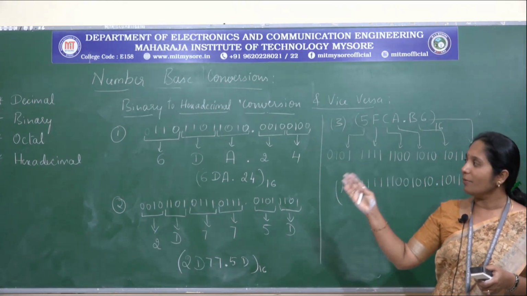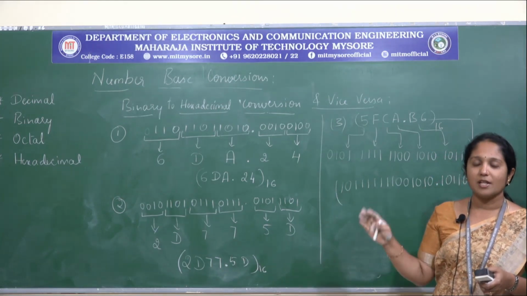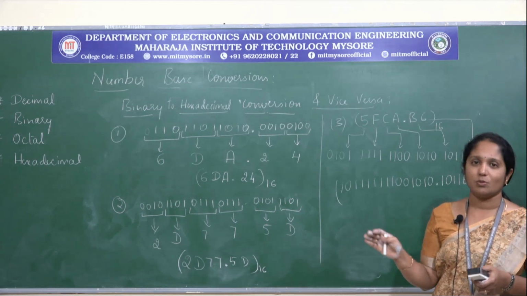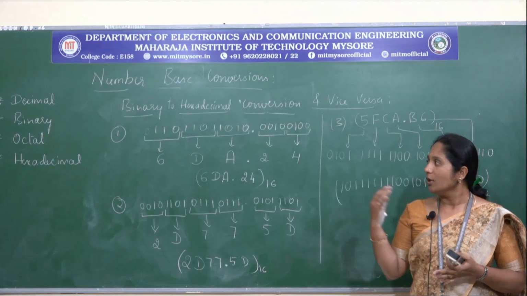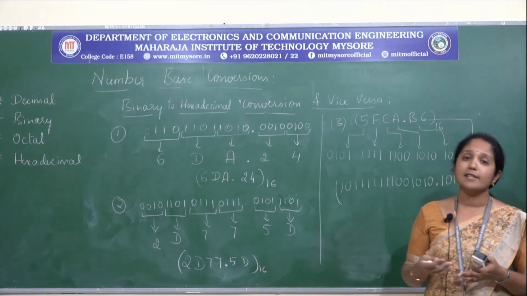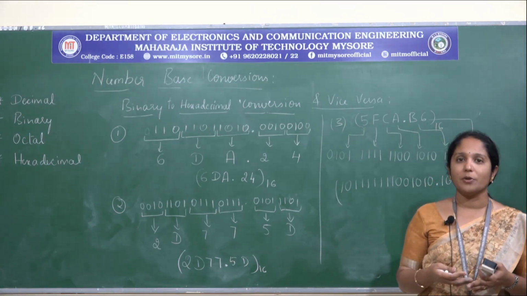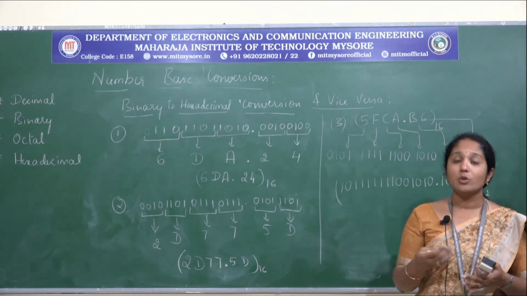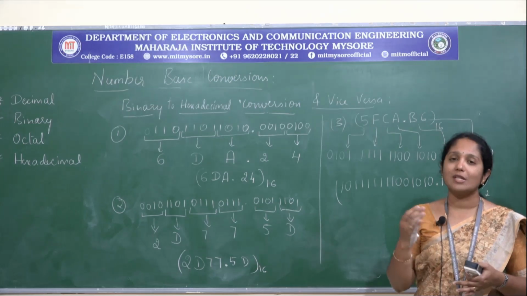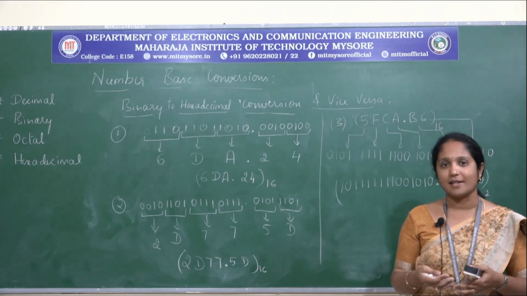Next, we learned binary to octal, binary to hexadecimal and vice versa. So all the conversions have been discussed. Now in the next class, let us understand the complements. We will discuss the complements and how to use those complements in subtraction. These are the things we will be discussing in the next class.